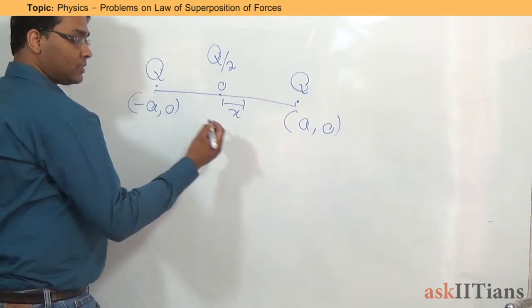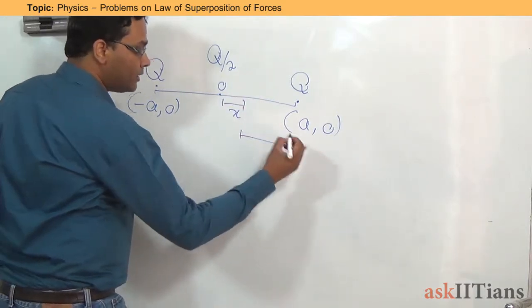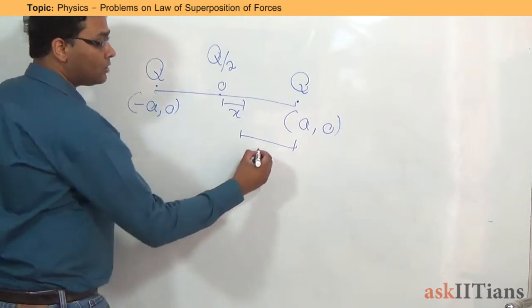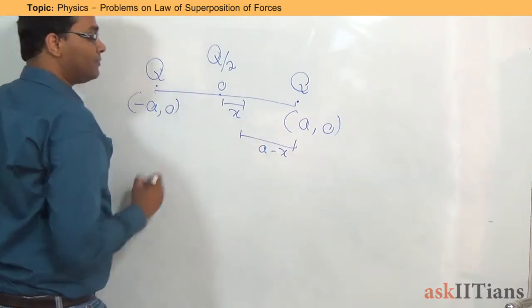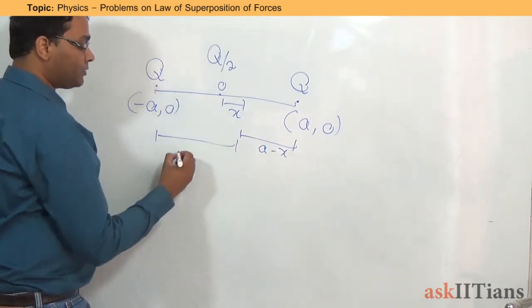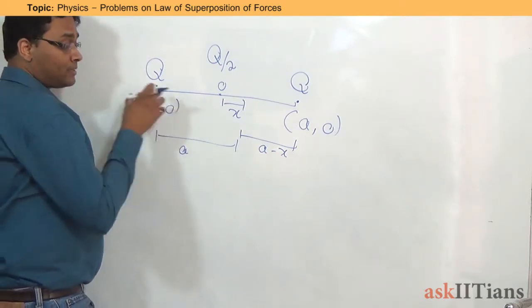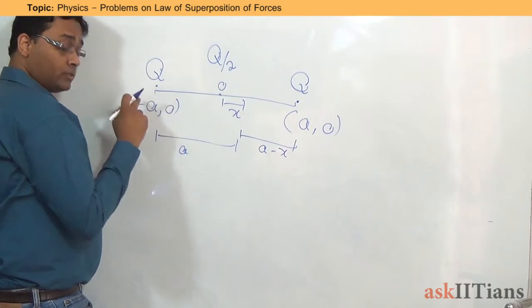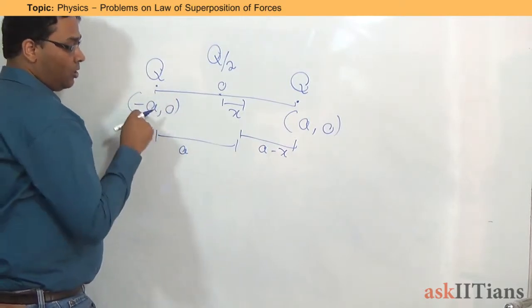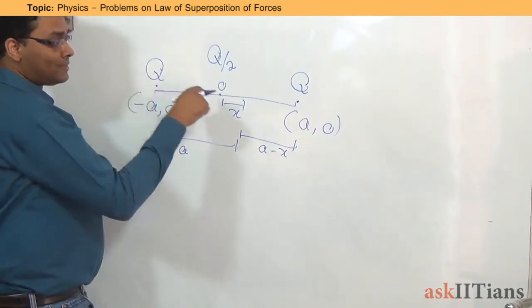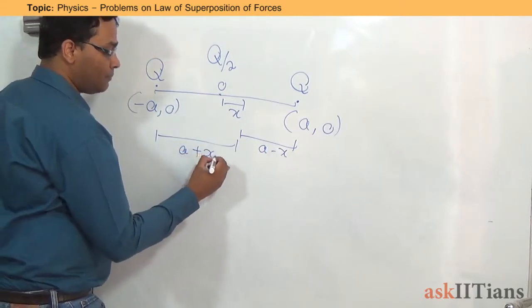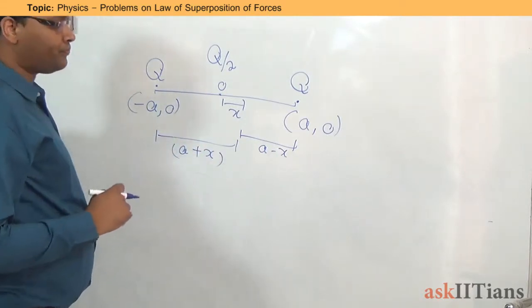Let's say the new position is somewhere here. So from here to here, the distance is going to be how much? A minus x. And similarly from here to here, the distance, mind you, this is minus a, but this is the distance from origin to this point is exactly equal to a. The distance from this point to here is going to be a plus x, right?